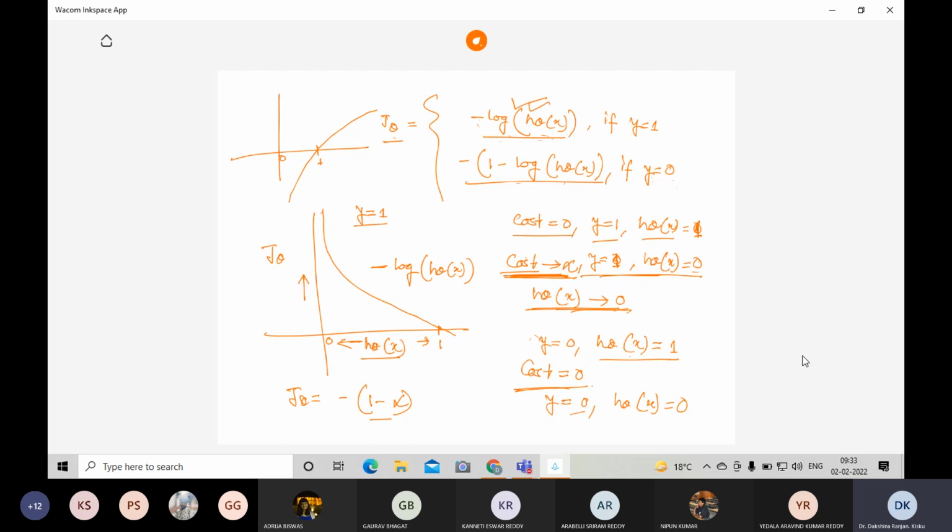Now when y is 1, we can use the function minus log of h theta x, and for y equals 0 we can use the second function, minus 1 minus log of h theta x. Now, will this function give us the optimal value? If we use these functions, can we minimize the errors, or can we quickly get the global minimum? In that case, we have to introduce an optimization technique by which we can get the optimal result quickly, or get the global optima by computing the gradient in the right direction.